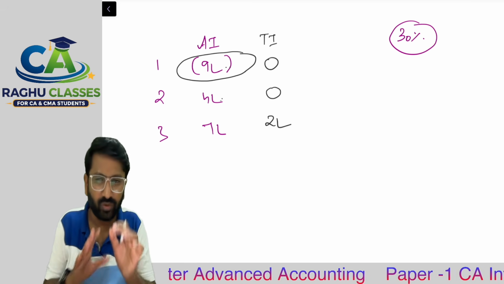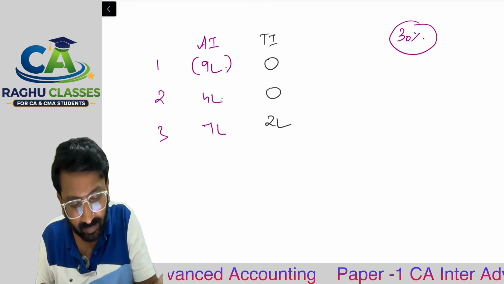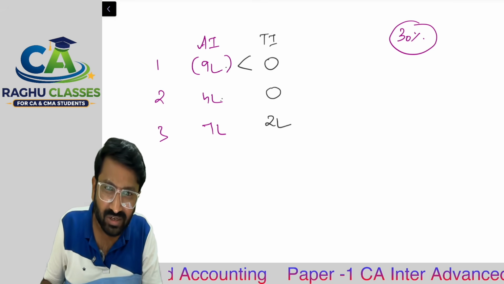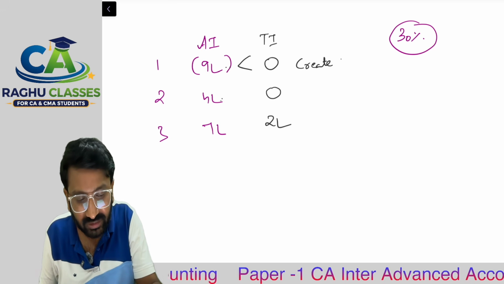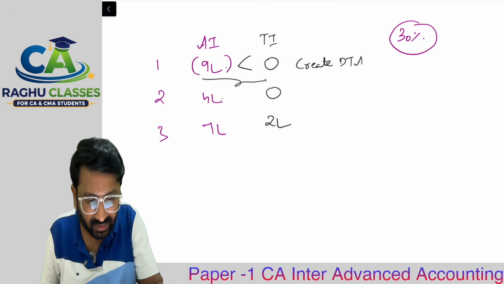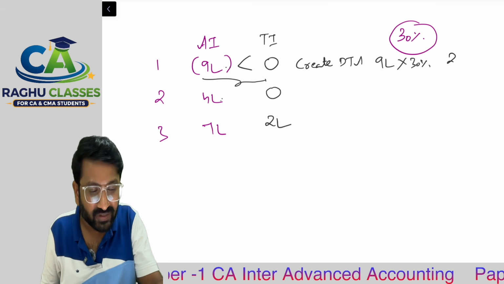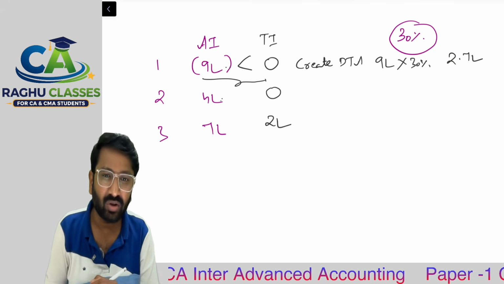Now, what are we supposed to do each year? If you look at year number one, your taxable income is greater. Since your taxable income is greater, in year number one, you're going to create deferred tax assets. So I'll take the difference of these two, 9 lakh, apply 30% of that. So 2.7 lakhs, I'll be creating an asset which will appear in my balance sheet under the heading non-current assets.